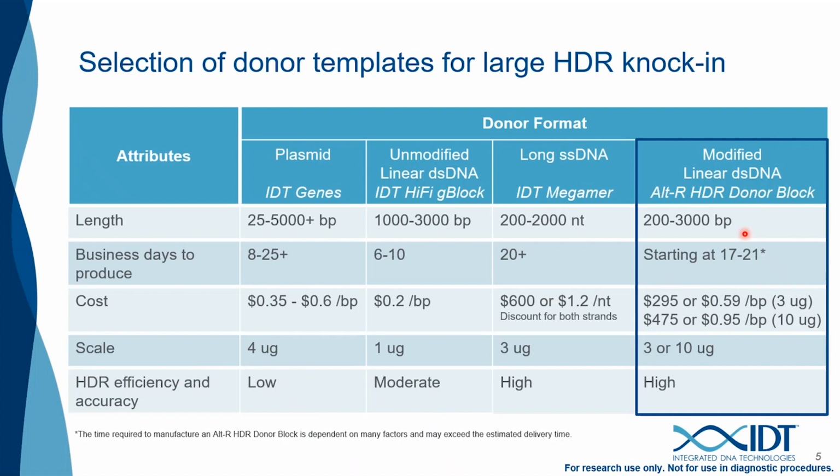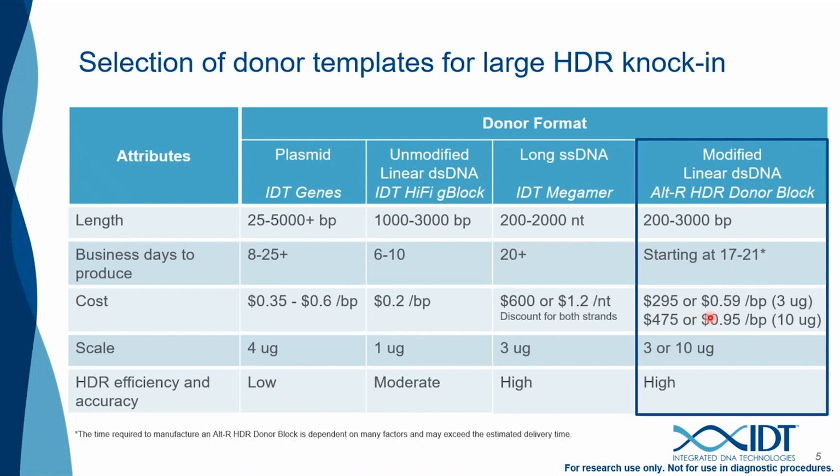In addition, we do have a slightly faster turnaround time with the donor blocks relative to the megamers. So that's starting at 17 to 21 business days. Some of these will be faster, but generally the time required to manufacture these is dependent on many factors, including complexity and sequence length. So that's why we have a little bit of an asterisk there.